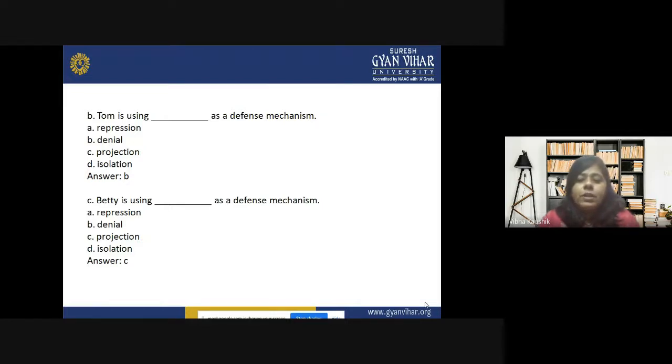Betty is using dash as a defense mechanism. A. Repression, B. Denial, C. Projection, or D. Isolation. So these are the choices, students. Now you have to select the correct answer. So the correct answer is option C. That is, Betty is using projection as a defense mechanism.